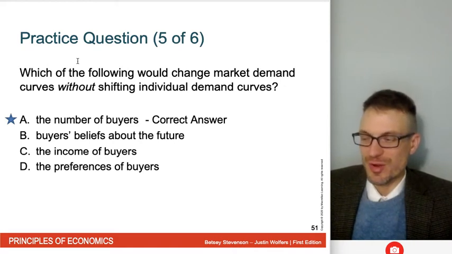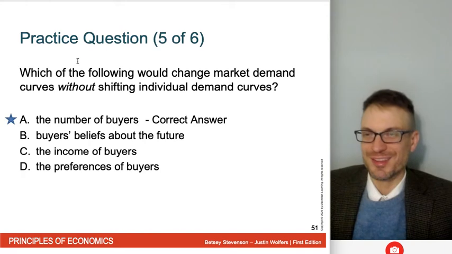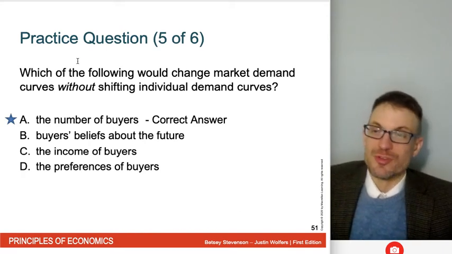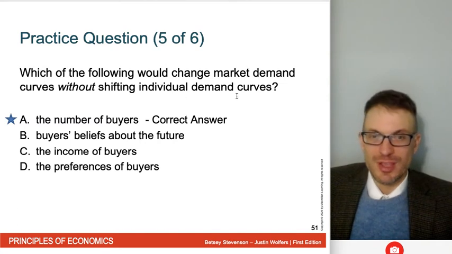So we have like growing markets, and with a lot more consumers, you've got a lot more consumers within which to find a niche for whatever is going to be your product. So interesting. Okay, so which of the following would change the market demand curves without shifting individual demands?